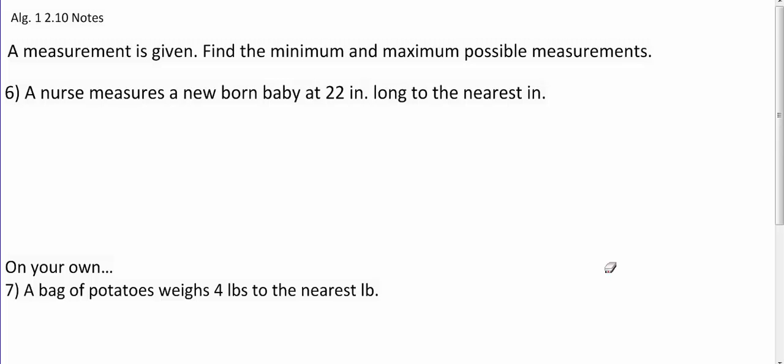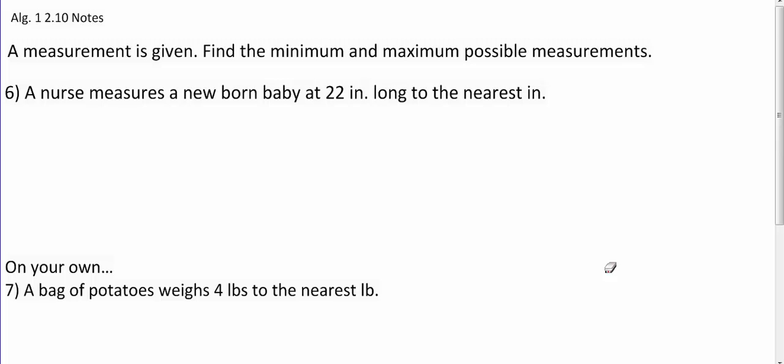All right, a measurement is given. Find the minimum and maximum possible measurements. We need to talk about this topic just a little bit before we start trying to answer a question. The concept here is if you're using, say, a tape measure to measure the length of an item, like in this case a baby, but it could be something else. It could be the size of a desk, anything.